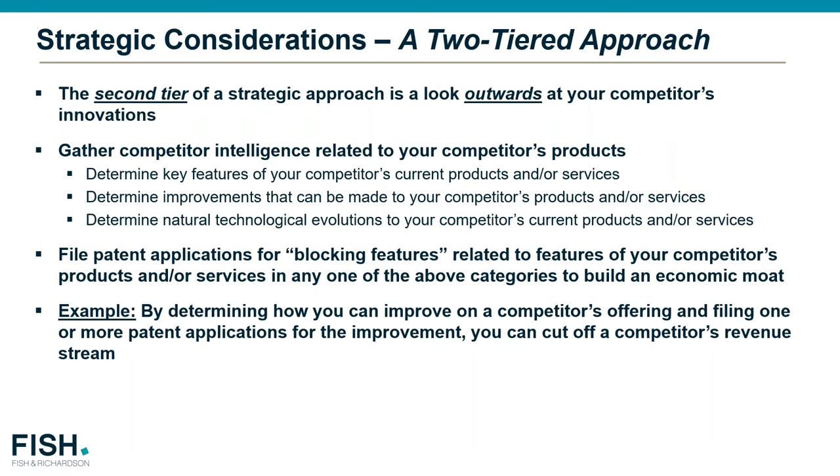So this slide is not as obvious as the first. And obviously everybody has limited resources and choices about where to spend those resources, but it's also sometimes very important to look outwards at your competitors' innovations. Gather competitive intelligence on your competitors' products and determine key features of their products and services. Think about how they would improve their products and services and/or the natural evolutions of their products and services, and then patent it, or at least try. Because if you do that and you're successful, you can actually strategically cut off the revenue stream of your competitors and help to build your economic moat around and in the technology space. Next slide, please.